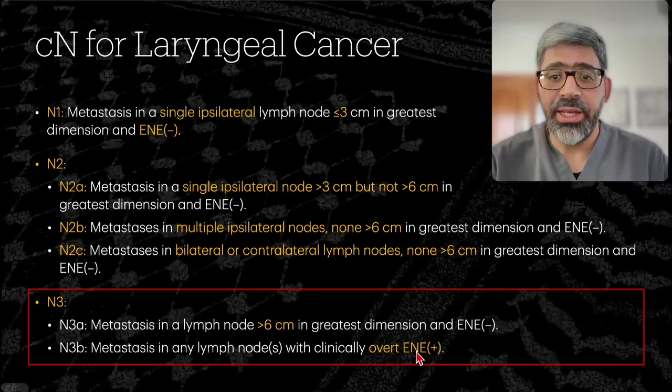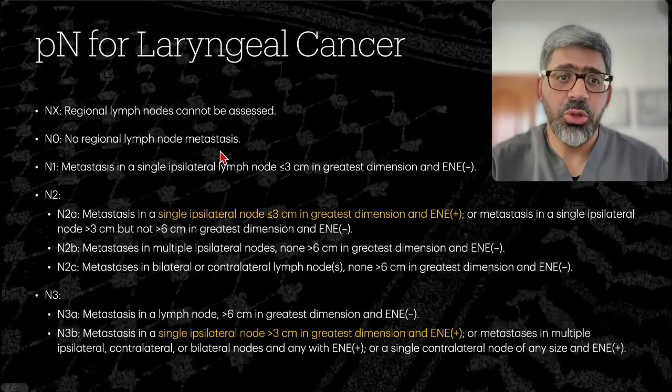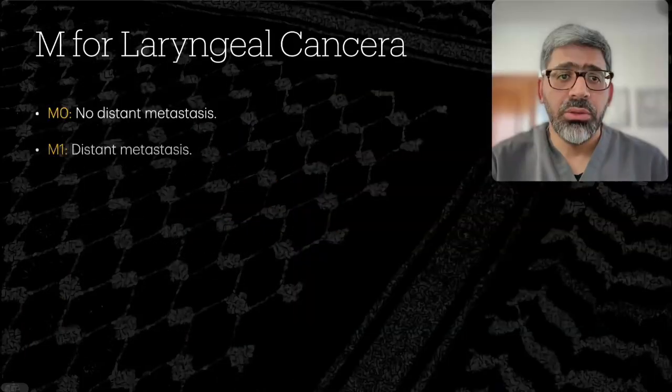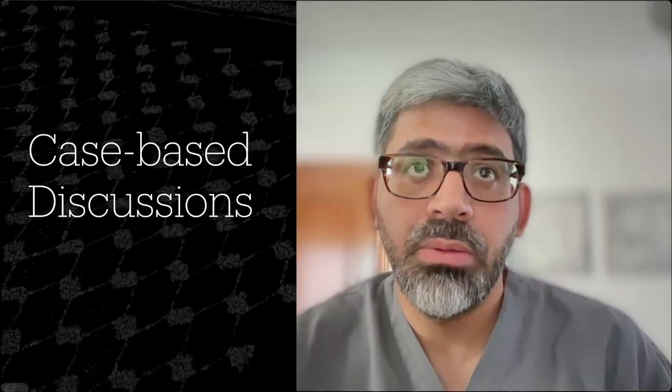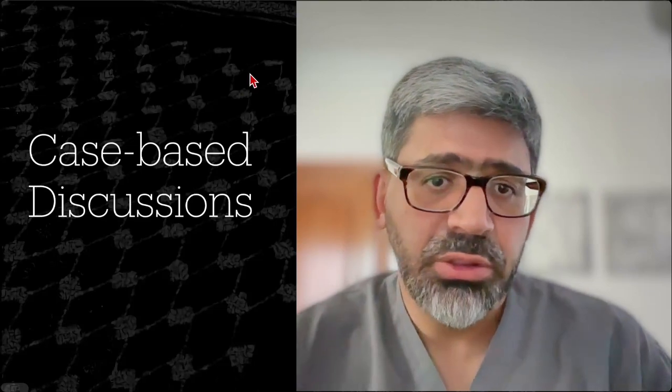And an extranodal extension positive lymph node can upstage the N status to N3B, regardless of the size or the site of the lymph node. The pathologic grading is beyond the scope of this lecture. For M staging, it's M0 or M1. Now we'll look at a few cases.